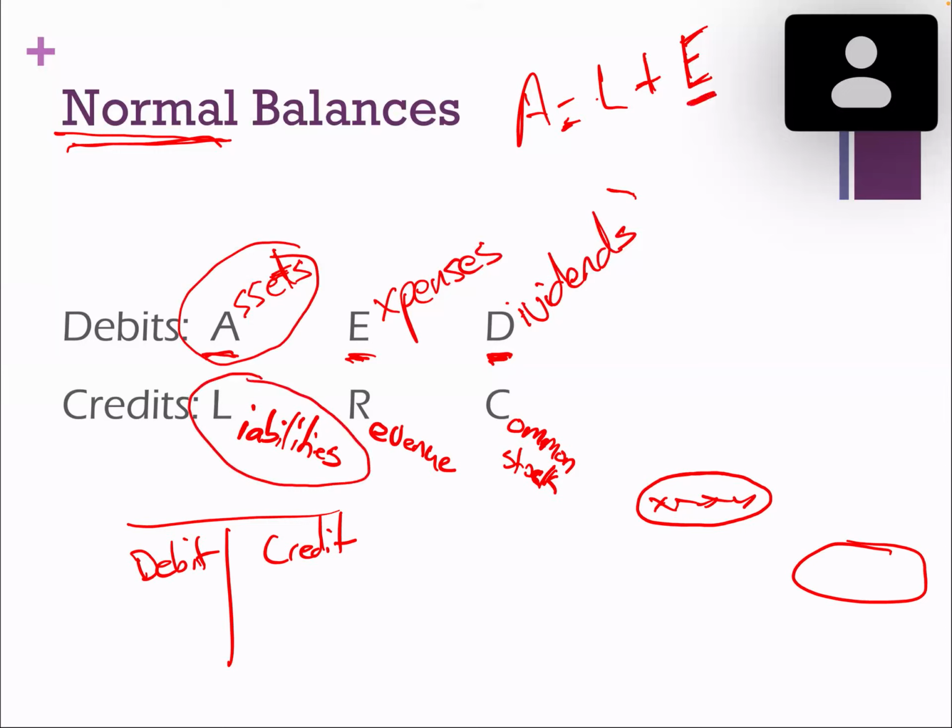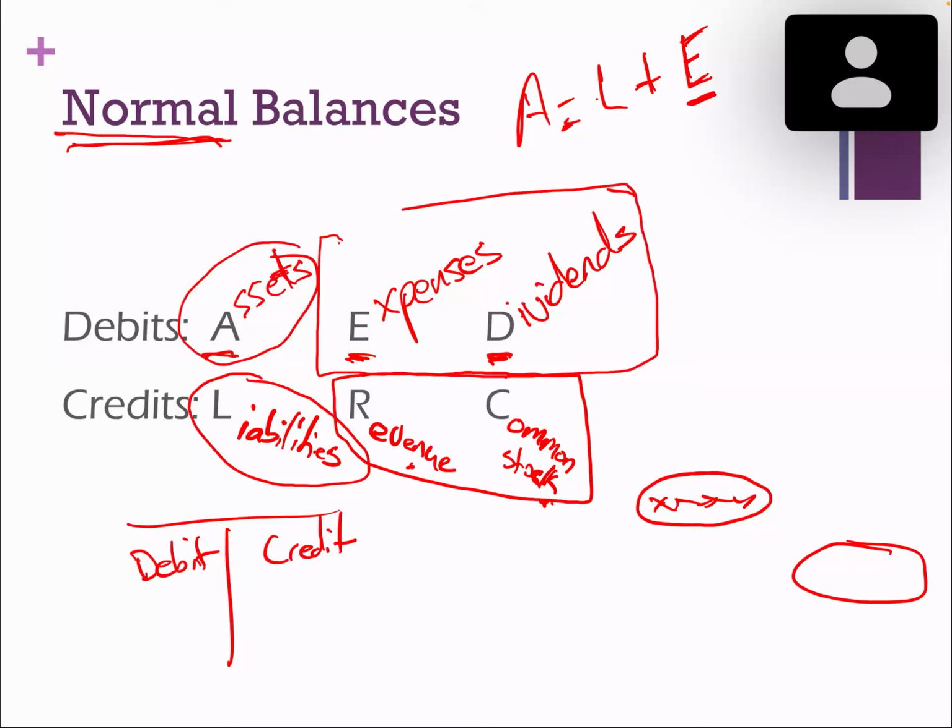And then equity, remember there were two ways to increase equity and two ways to decrease equity. So here are your two ways to increase equity, revenues and common stock. So you'll increase equity with credit entries, okay, which equity has a normal credit balance. And then you'll decrease equity with debits. And the two ways to decrease equity are expenses and dividends. Okay, so those are your credits.